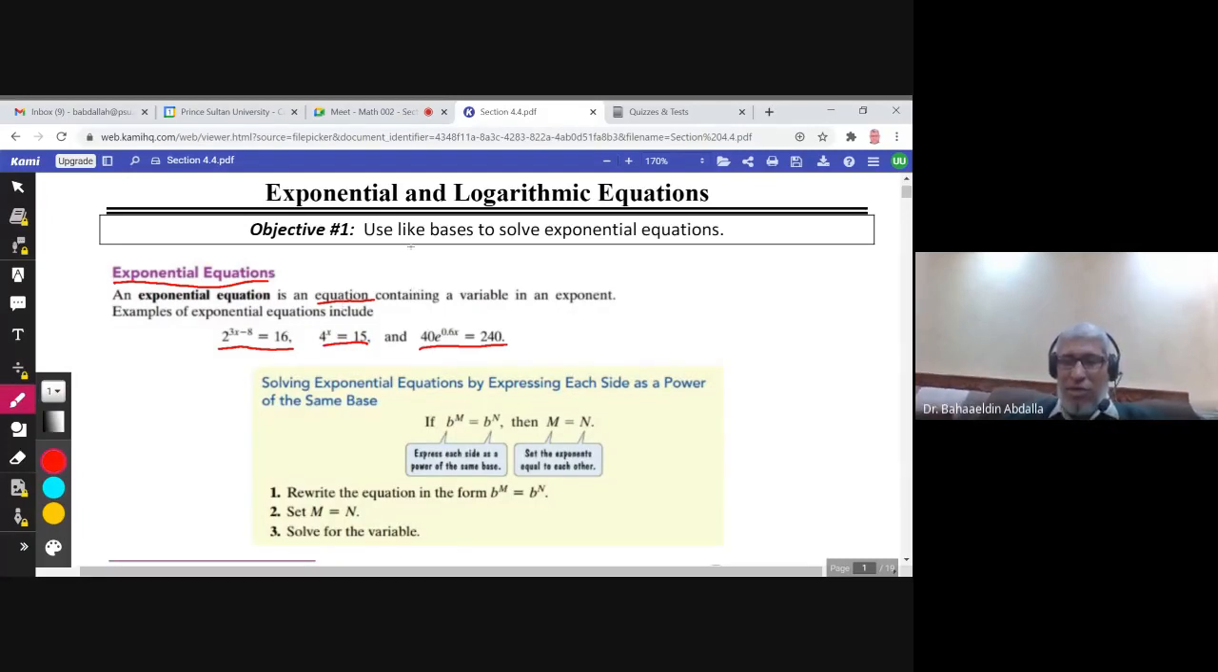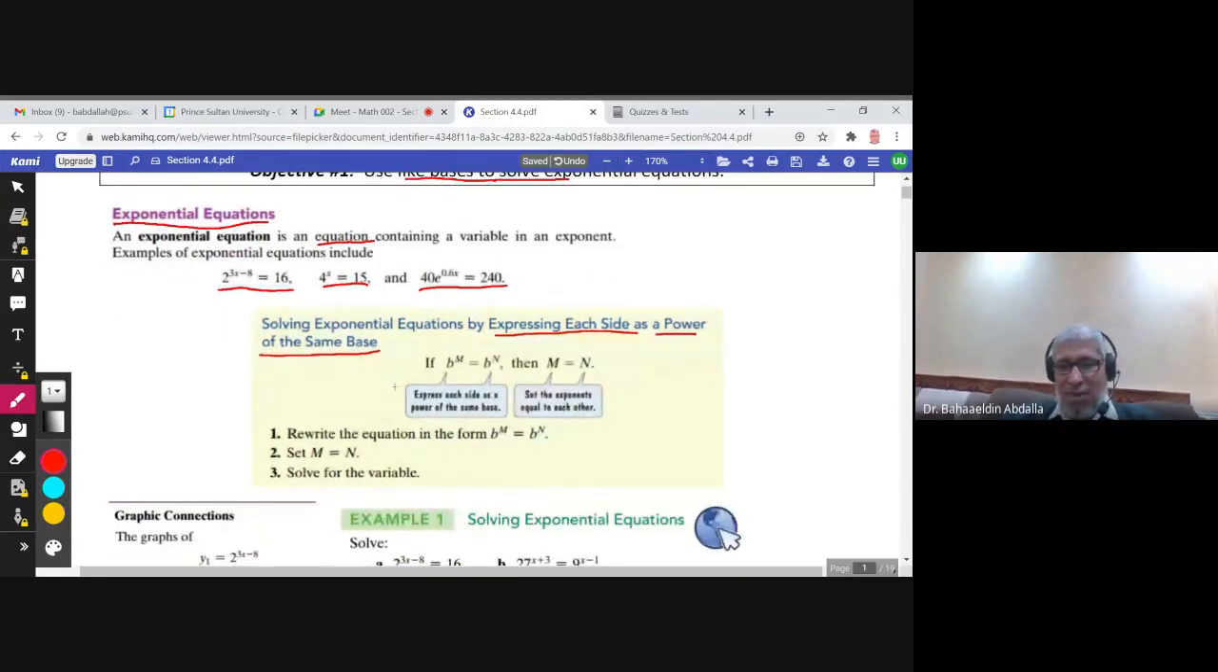So the first method, use like bases to solve exponential equations, by expressing each side as a power of the same base, have the same base or like bases. If you have the same base in both sides, then you have b to the power m equals b to the power n, then you get m equals n.